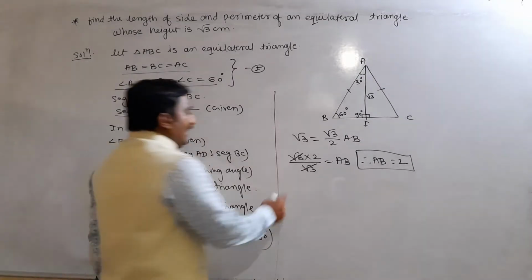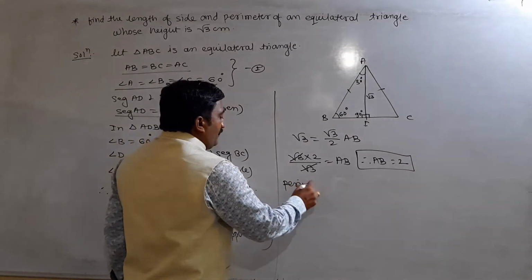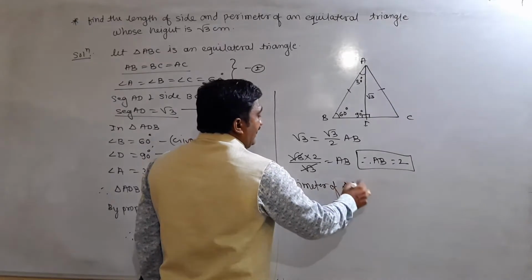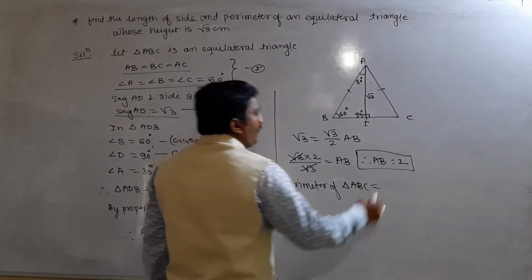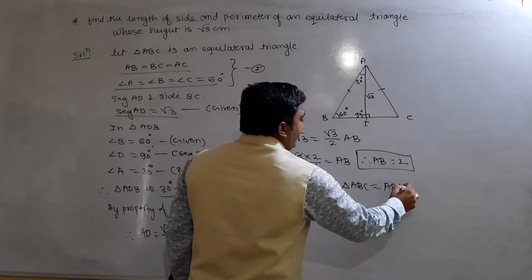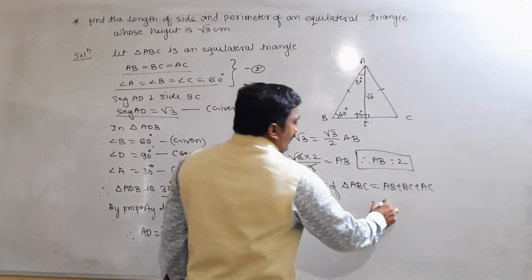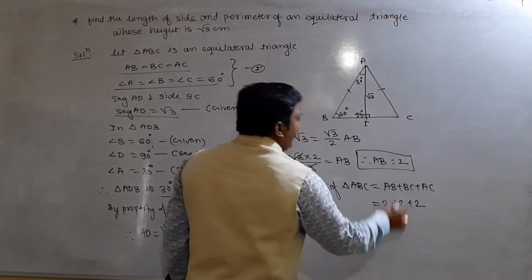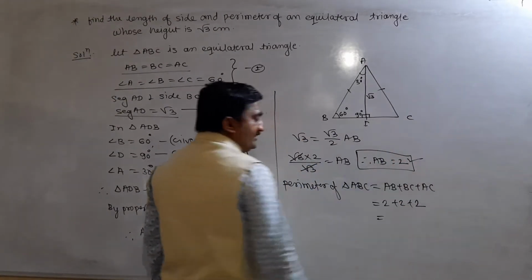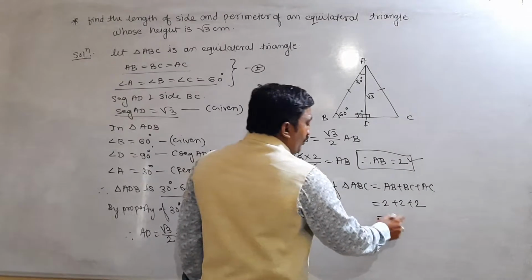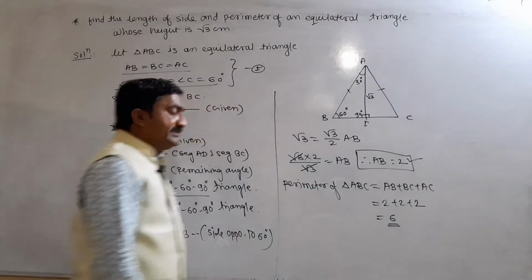And then we have to calculate the perimeter. Perimeter of triangle ABC is equal to AB plus BC plus AC. And we know that all sides of an equilateral triangle are congruent. AB is equal to 2, it means BC is equal to 2 and AC is equal to 2. 2 plus 2 plus 2 is 6.